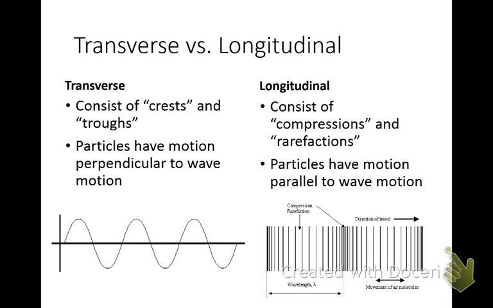Longitudinal waves consist of compressions, where the particles are tightly packed together, and rarefactions, where they're spread apart, rather than crests and troughs. The motion of these particles is in the same plane as the direction of the pulse itself. So kind of like a sound wave. This is caused by variations in pressure at different regions in space. Sound waves need some sort of medium to travel through, because that's how you're going to get pressure.